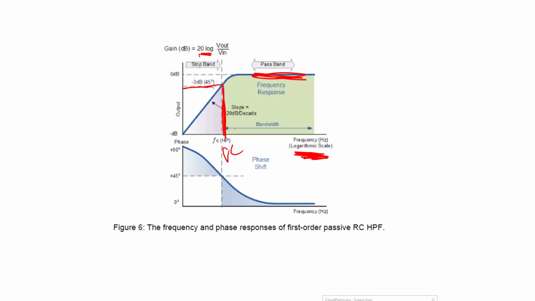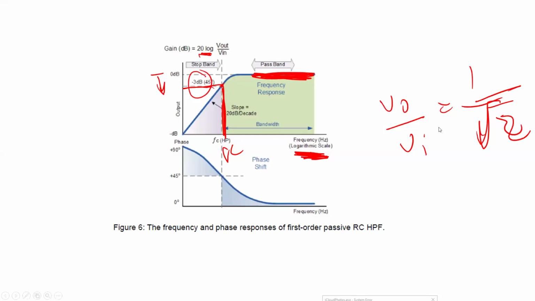cutoff frequency here. How can you know the cutoff frequency? Again, at the cutoff frequency, the power should be half of the power at high frequencies here. In other words, in decibels, the difference from here to here should be negative 3 dB. Or if it is not decibels, V output divided by V input should equal 1 over square root of 2.